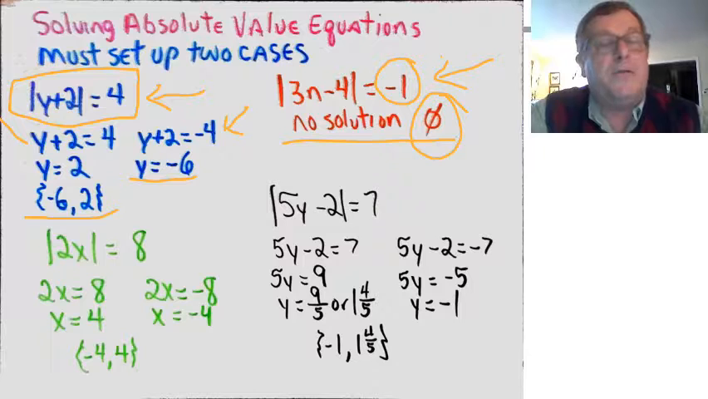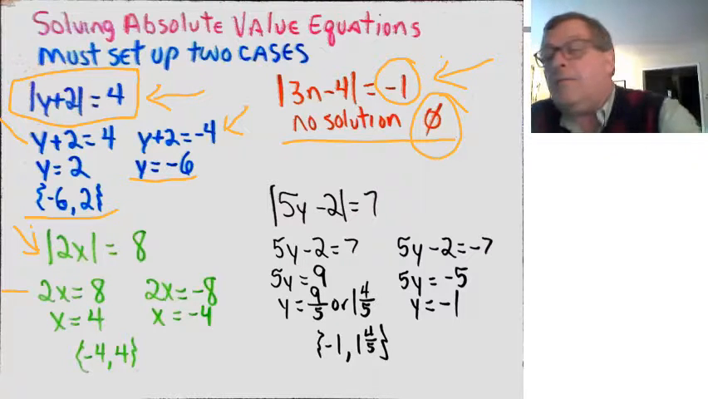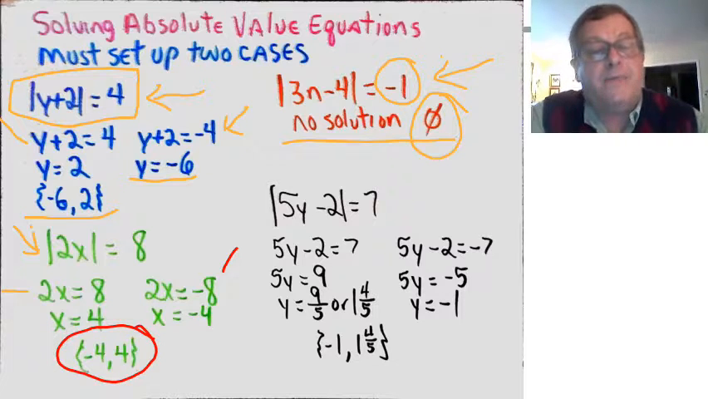Now, let's look down here in the lower left. We've got the absolute value of 2x equals 8. Again, I'm going to set up my two cases. In my first case, I've got 2x equals 8, and for my second case, I've got 2x equals minus 8. Let's solve. 2x equals 8, I'm going to divide both sides by 2, and I've got x equals 4. On case number 2, I'm also going to divide by 2, dividing 2 into negative 8, so that x equals negative 4. And my solution set is negative 4 and 4.